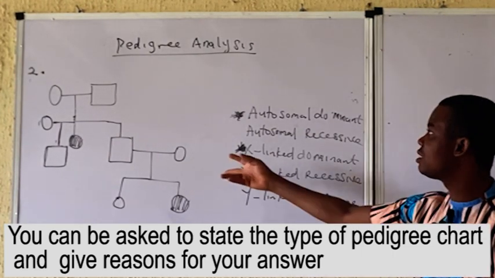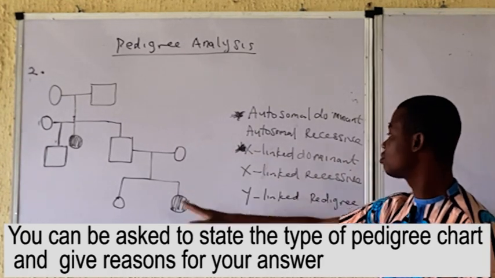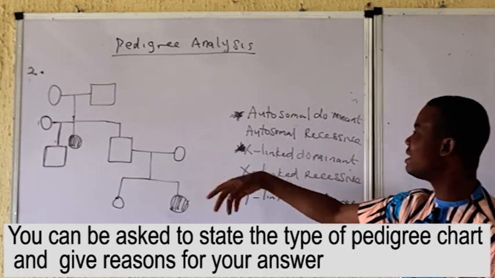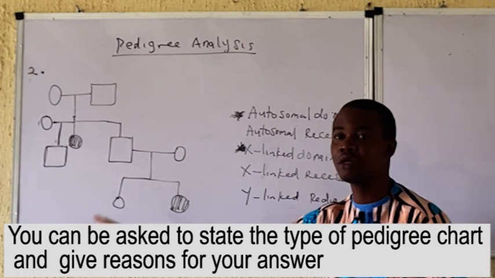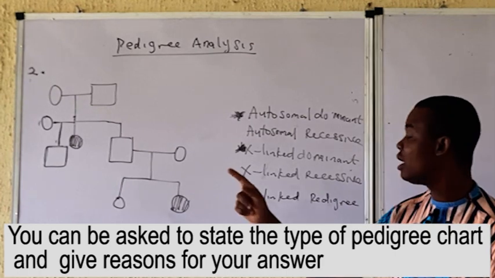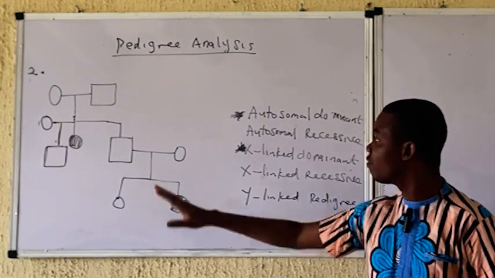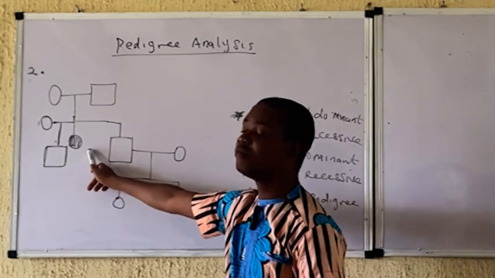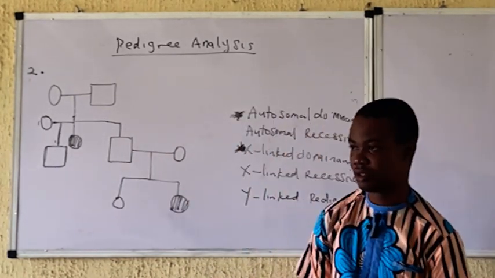Now, looking at this pedigree, it is very obvious that this is not a Y-linked pedigree. Y-linked inheritance can easily be excluded from this pedigree chart. Why? Because a female individual is affected with this trait.